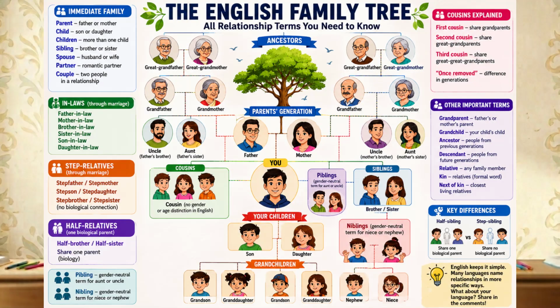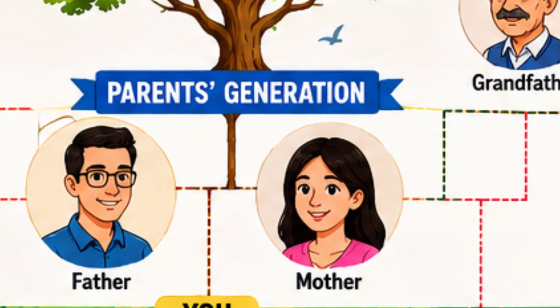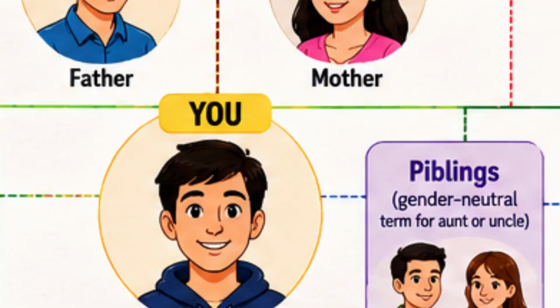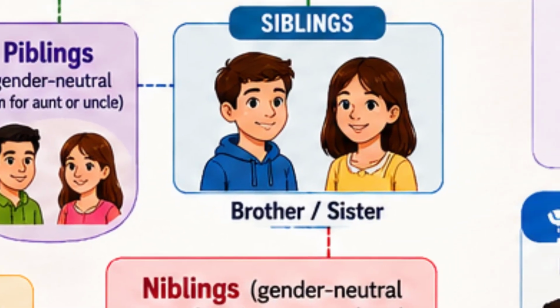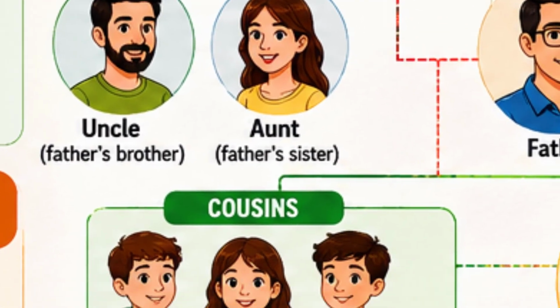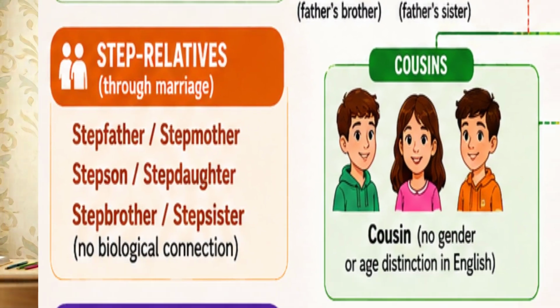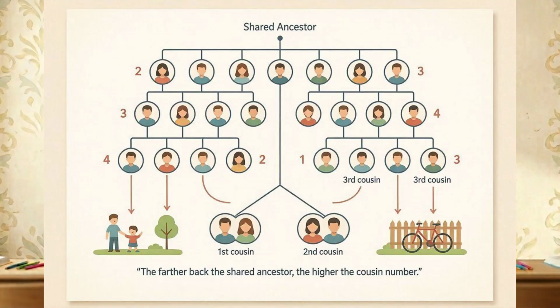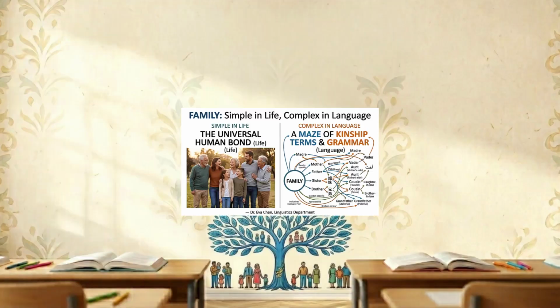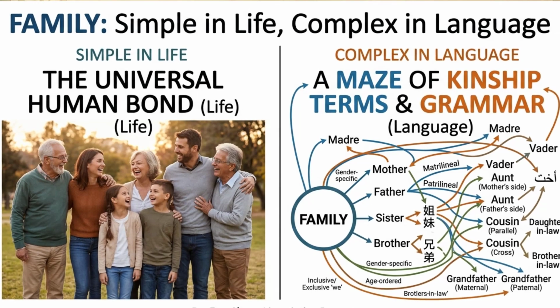So now you know the English family tree: parents, children, siblings, aunts, uncles, cousins, in-laws, step relatives, and half relatives, and the full cousin system with generations and removed relationships. Family is simple in life, but surprisingly complex in language.